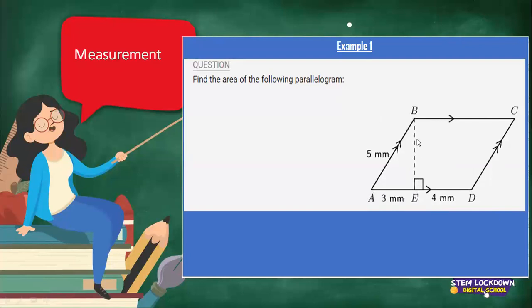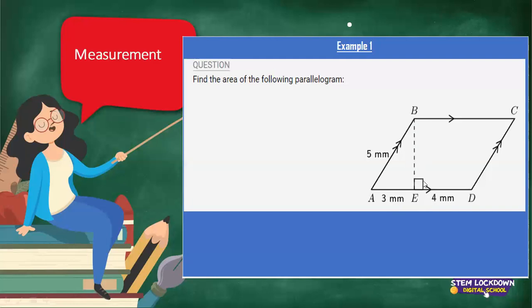We need to use Pythagoras to find our height BE, because this is perpendicular and this is a right angle triangle. Once we have a right angle triangle, we can use Pythagoras. Hypotenuse squared equals BE squared plus 3 squared. So 25 squared equals b squared plus 9. Subtract 9 from 25, you get 16. So b is the square root of 16, which is 4.